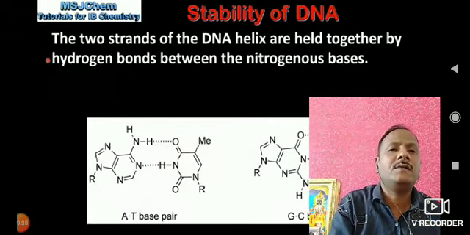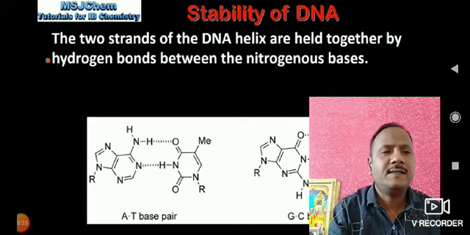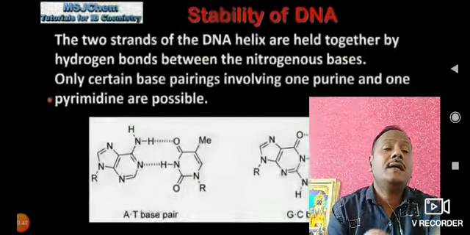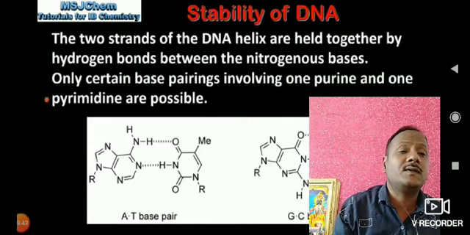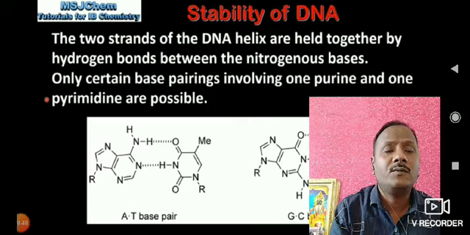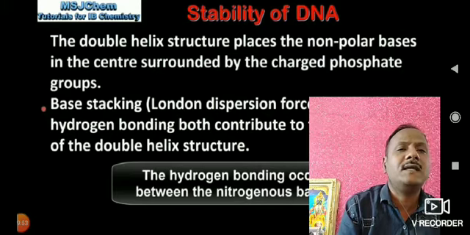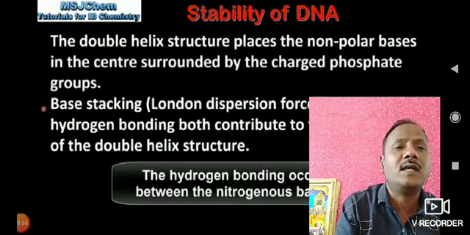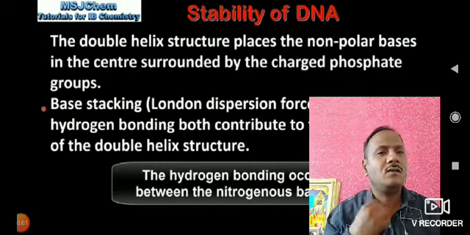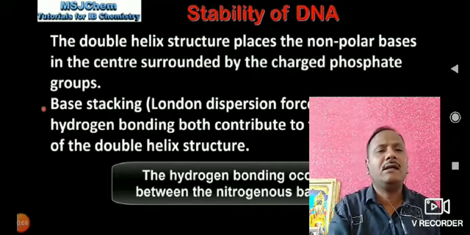The two strands of the DNA helix are held together by hydrogen bonds between the nitrogen bases. Just before, I gave the idea about how nitrogen bases pair with each other, and by what bonds they pair. The double helix structure places the non-polar bases in the center surrounded by the charged phosphate, and due to the charged phosphate, what happens? The DNA has more stability than the RNA.